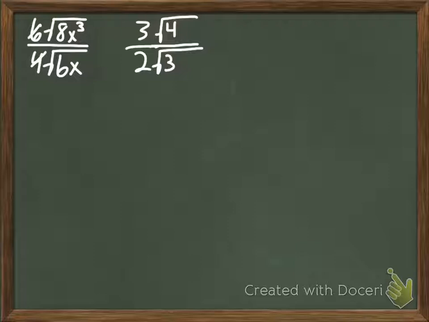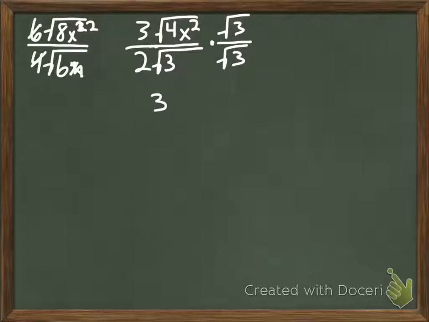We look here with our x's. I have x to the third and x. If I have 1 x on the bottom and 3 on the top, I can take away 1 from here and 1 from here, making that an x squared. So this now becomes 3 square root of 4x squared over 2 square root 3. And again, it looks like our problem is a square root of 3. So we're going to multiply by the problem over the problem.